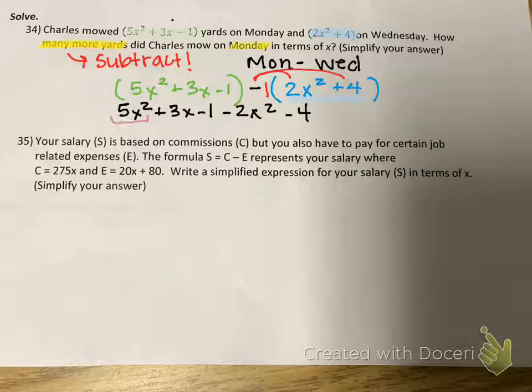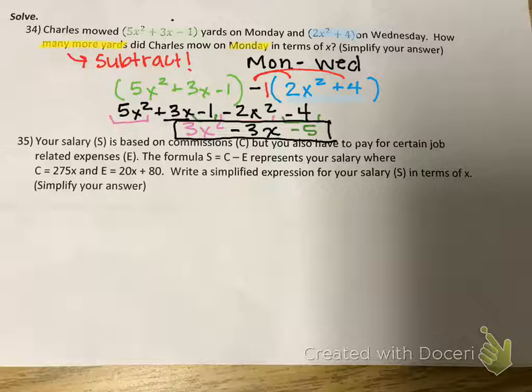So 5x squared minus 2x squared is 3x squared. 3x doesn't have any like terms, so it's just going to come down. Then we have a minus 1 and a minus 4, which would combine to give us a minus 5. And this got a little squishy, but that would be our final answer right here. That's how many more yards he mowed on Monday.